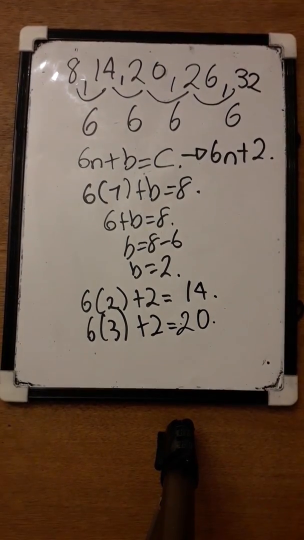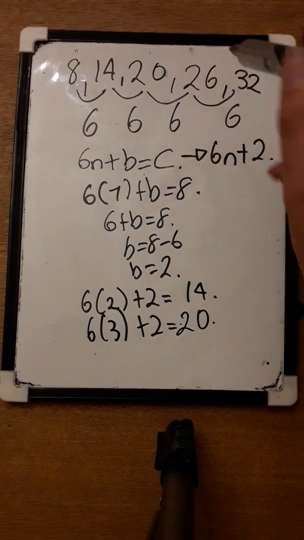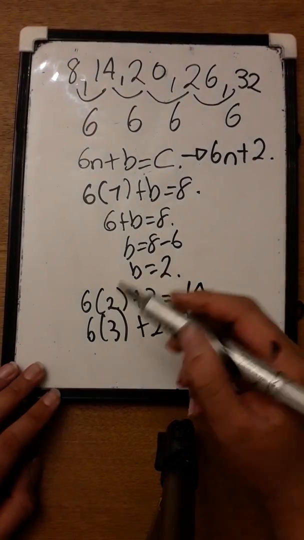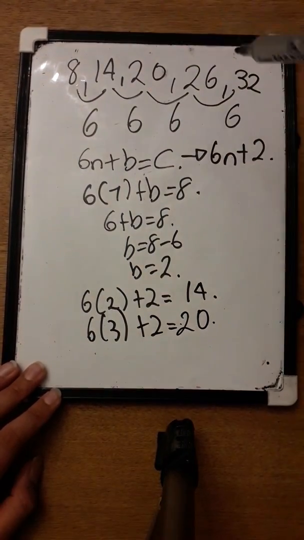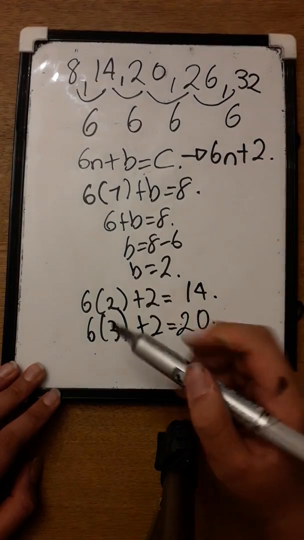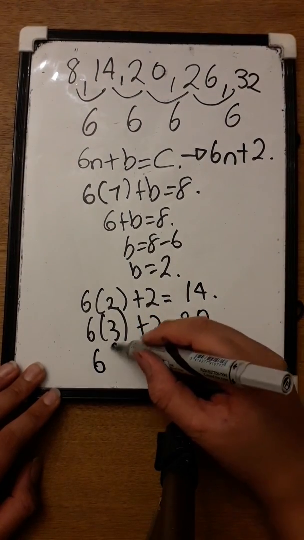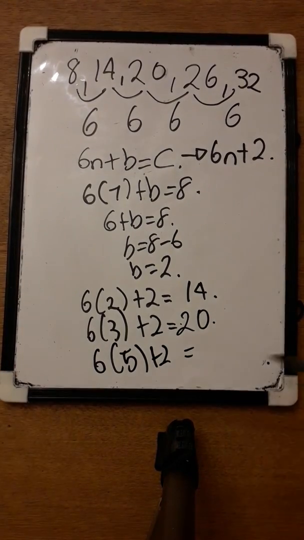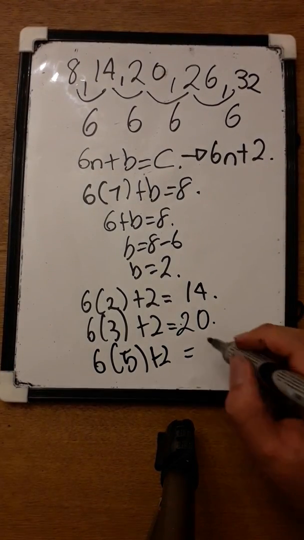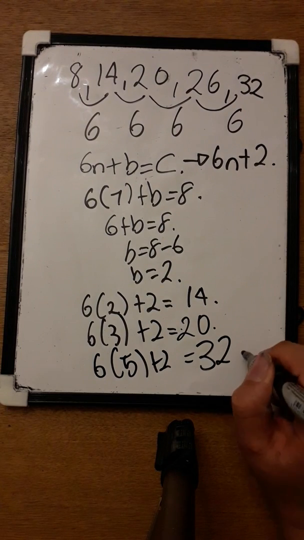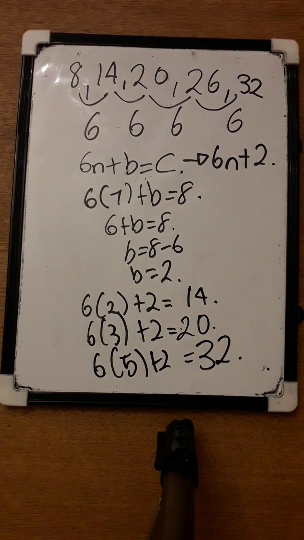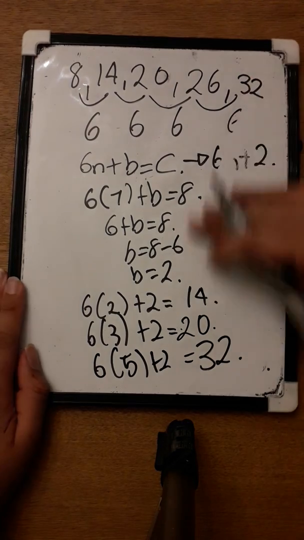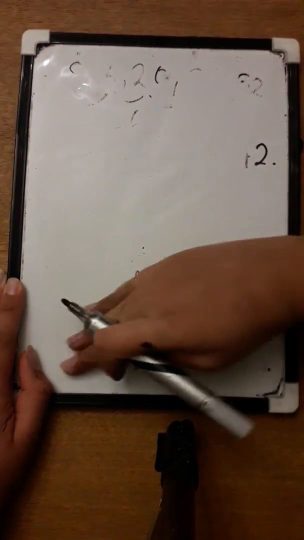Okay. Now another example would be, as opposed to a continuous sequence, you can perhaps skip to the fifth term. So you can try 6 in brackets 5 plus 2, and it should equal 32. And 6 times 5 is 30, plus 2 is 32. Okay, now guys, I'm going to show you another example.